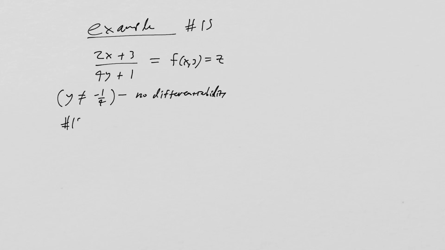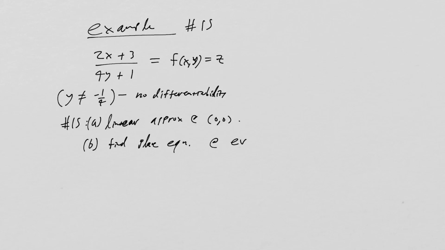In number 15, what it really asks for is the linear approximation at the origin. So let's just do that one, and then we're going to expand on it and do some more things with this formula and see what we can find with it. I'll call that part A, and then part B is to find the plane equation at every point x naught, y naught.